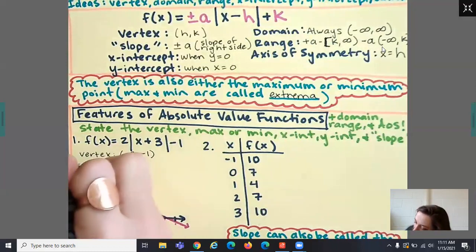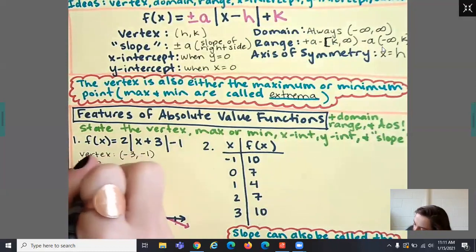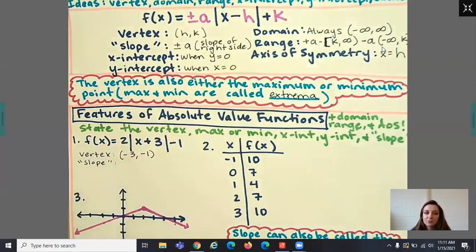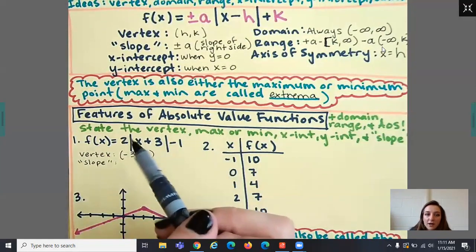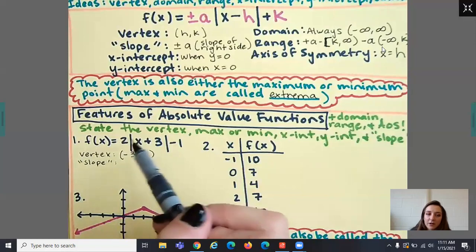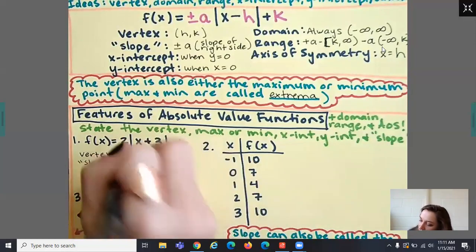Okay, let's do our slope. And this is really just the slope of the right side. The slope of this right side is just going to be the number up in the front. So the number in the very front of the absolute value is 2. That means the slope of the right side is 2.